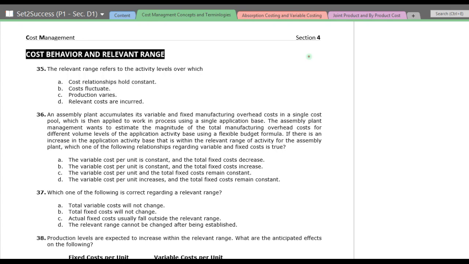The next topic is cost behavior and relevant range. So the relevant range refers to the activity levels over which... So what is relevant range?